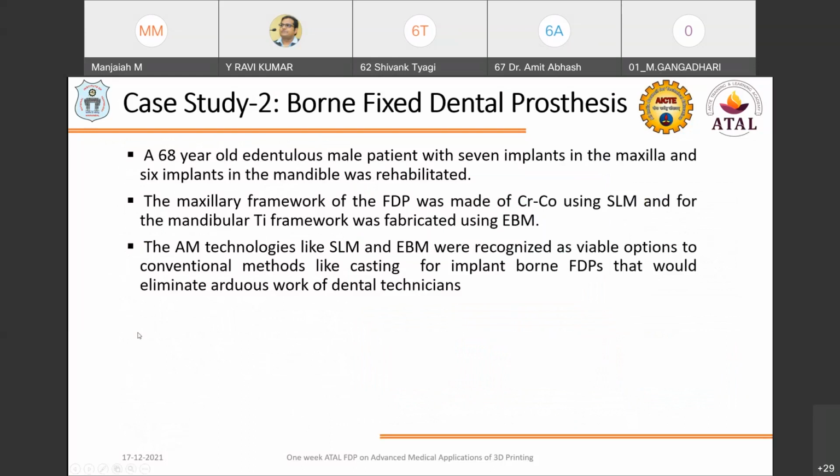And with respect to other case studies, a 68-year-old male patient had diseases like condylomas, and these implants are in the maxilla and six implants in the mandible were rehabilitated. This maxillary framework of the FDP was made with cobalt using SLM, and the mandibular titanium framework was fabricated using the electron beam melting process. These AM technologies like SLM and EBM were recognized as a viable option to conventional methods like casting for implant-grown FDPs, and would eliminate the laborious work of dental technicians.